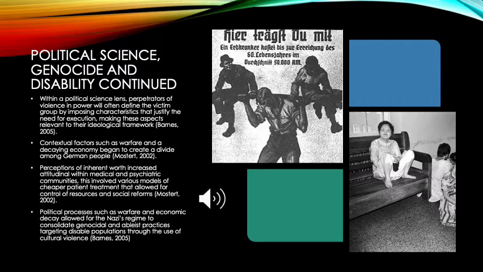Furthermore, as perceptions of inherent worth began to escalate among the German population, increased attitudinal changes were created within medical and psychiatric communities. This involved various models of cheaper patient care treatment that allowed for the control of resources and social reforms. Ultimately, a range of political processes such as warfare and economic decay allowed the Nazi regime to consolidate genocidal and ableist practices targeting disabled populations through the use of cultural violence.